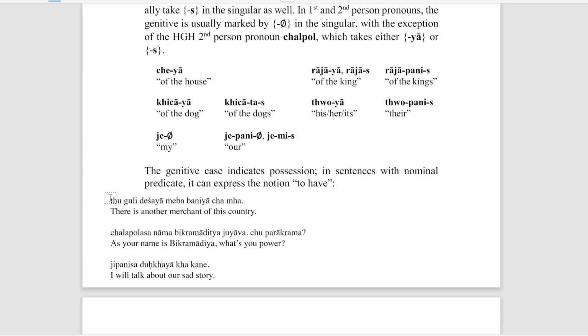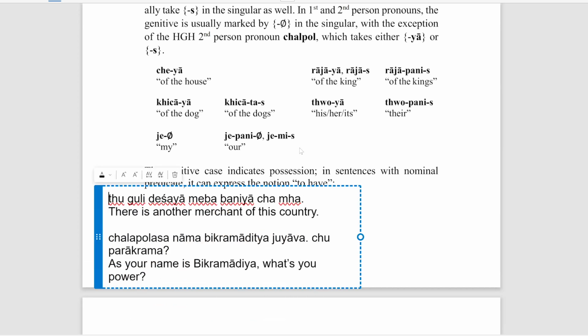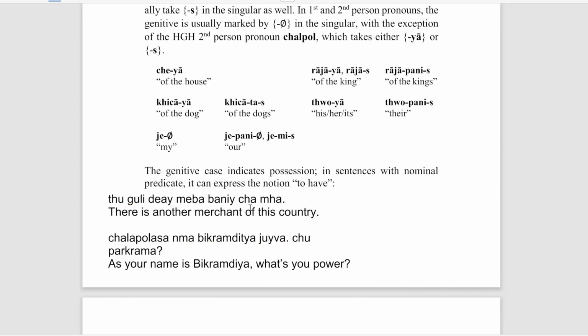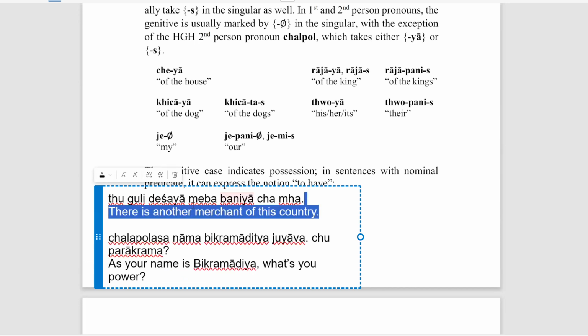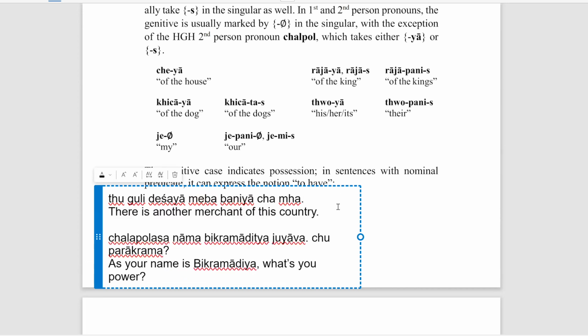And a few other examples from the Bodhisattva Gatha. I propose the sentence and the translation. Anyone would like to give it a try? The first one. Oh, why did it become so big? What happened? Anyway, let's just read this first one. I think the first one means there is another merchant in this country.